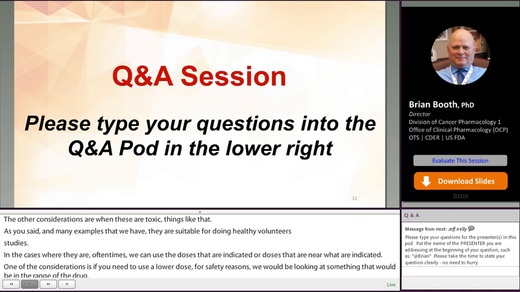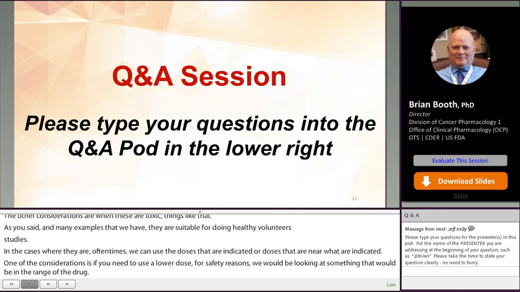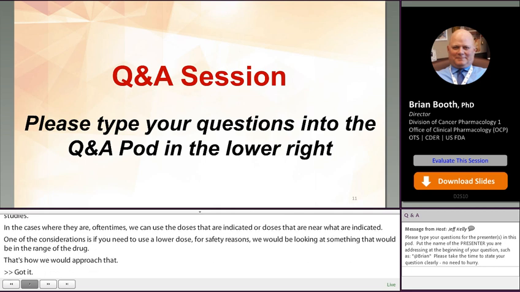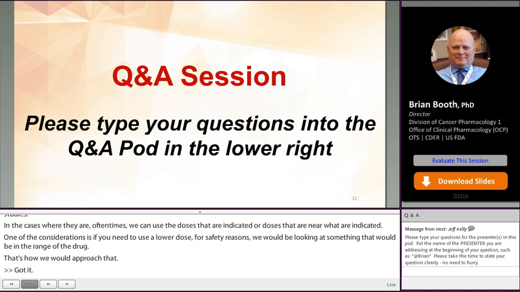Got it. I know I've seen this. I know that this issue has come up. Instead of, I want to get my drug approved, I don't want to do renal or hepatic impairment studies, can I just contraindicate those in the label and be done with it?